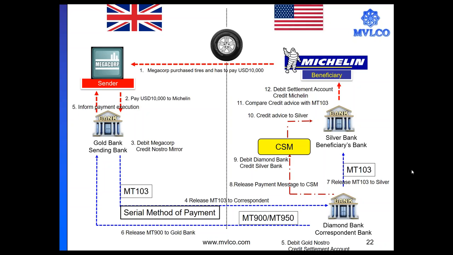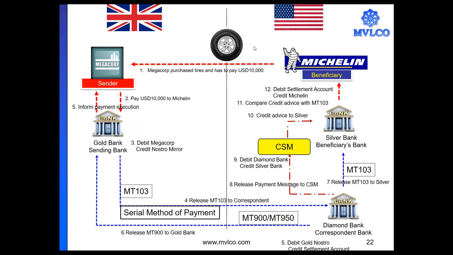Intermediary banks would typically be used to continue the path of the transaction, because if one of the links is missing, the message will not move further. To add that link would be the intermediary bank. So Amar, are we clear on this point that the ordering customer is Megacorp, the ordering institution is Gold Bank, Diamond Bank is the sender's correspondent, and Silver Bank is actually the beneficiary's bank. But if between Michelin and Silver Bank there is another party, then Silver Bank would become the correspondent of the receiver. Are we clear, Amar? Okay.